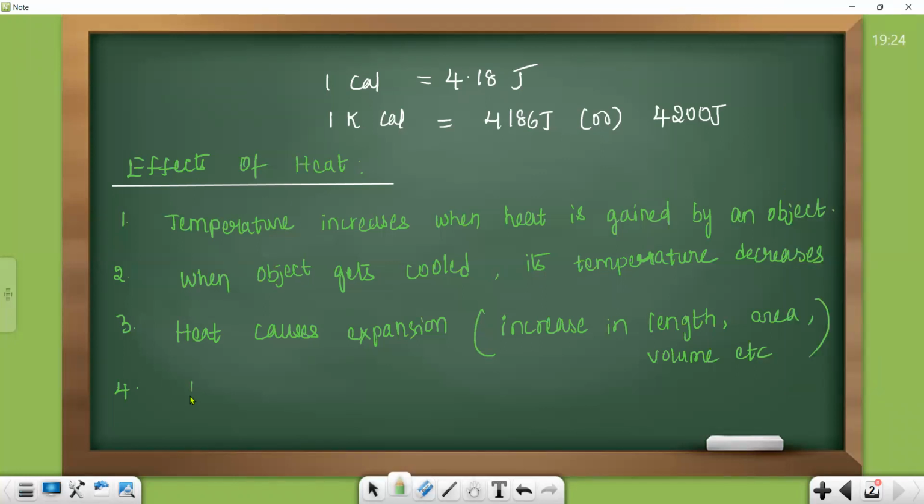Next, heat also causes change of state. If you heat water, it's going to become vapor, from solid to liquid, liquid to gas, it can change.